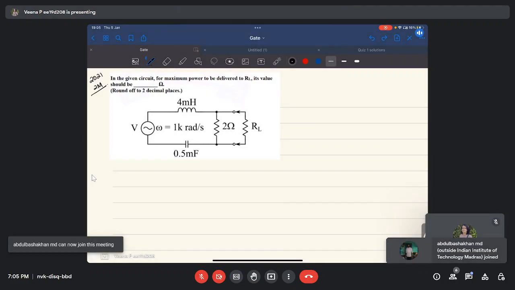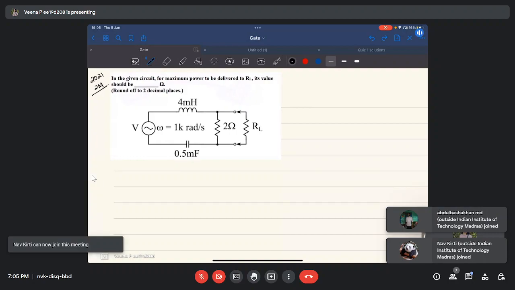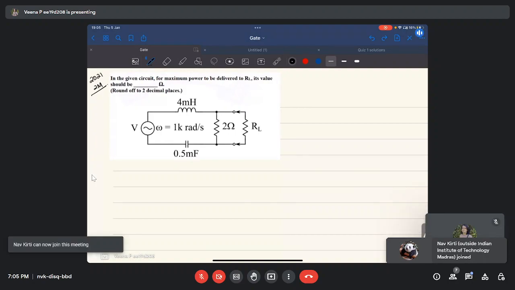So today we'll be solving two problems on networks, electric circuits and networks. The first problem is from GATE 2021. In the given circuit, for maximum power to be delivered to RL, its value should be. For the maximum power transfer theorem, you just have to keep in mind three relations.